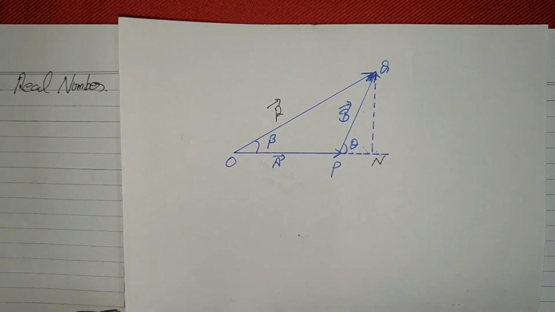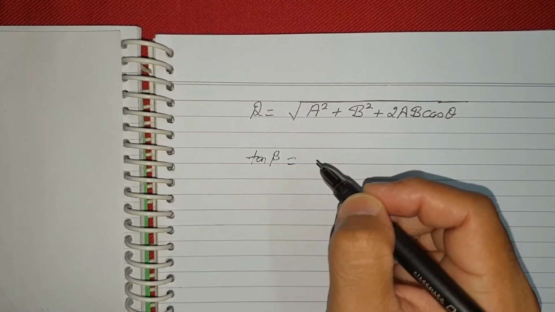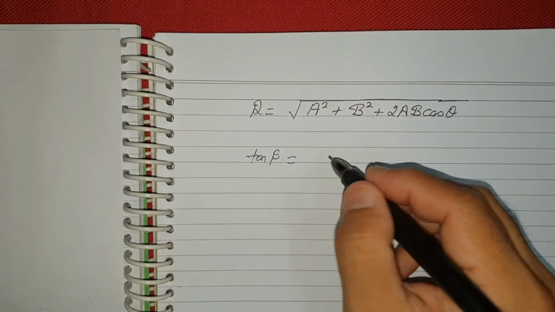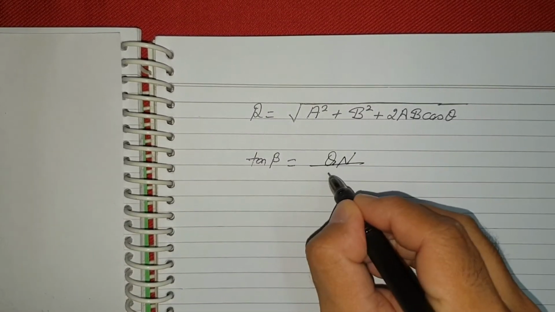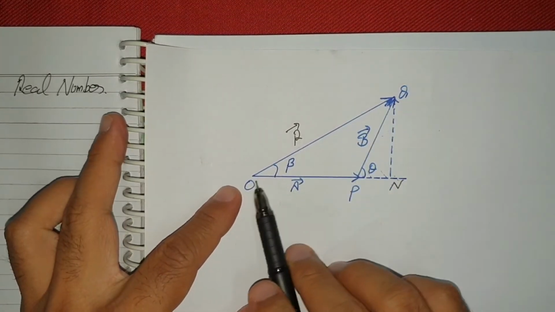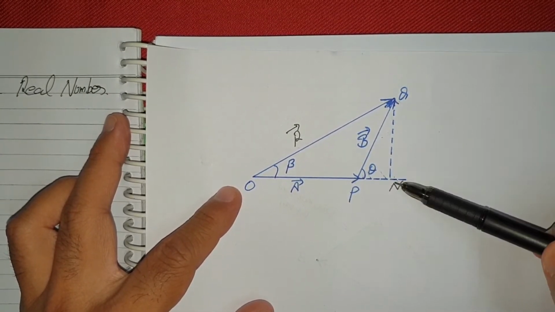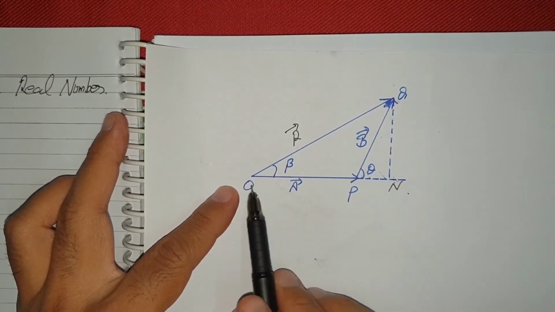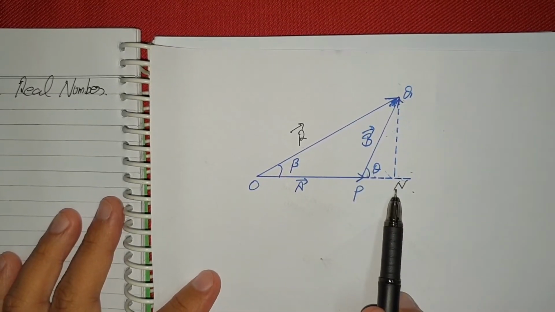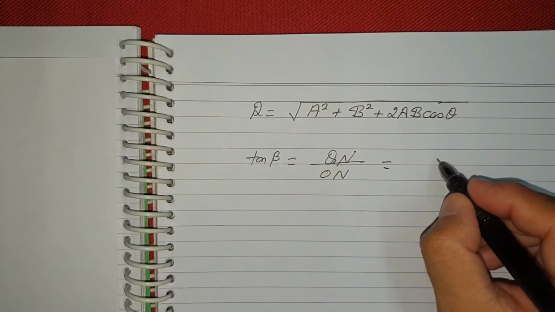Now the direction. Now see, tan beta. I am taking tan beta, which is actually equal to QN by ON. I will show it to you. This is a right angle triangle. Taking this as beta, tan beta will be QN, the opposite, by adjacent, or perpendicular by base. So this is QN by ON. Now what is QN? As I have already told, QN is B sin theta.